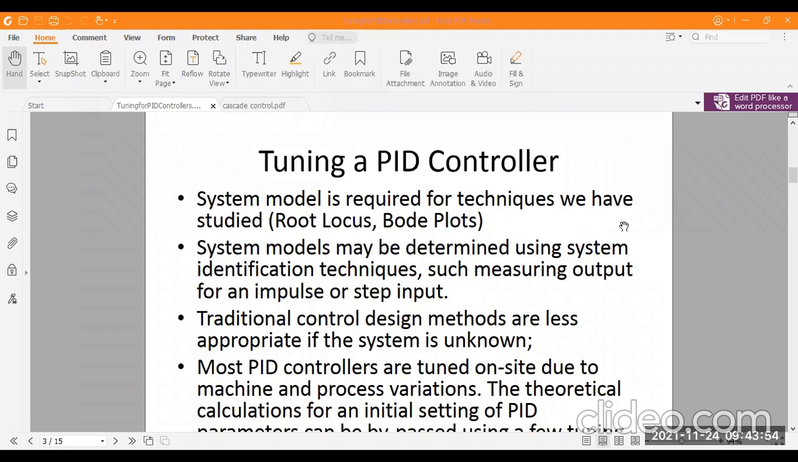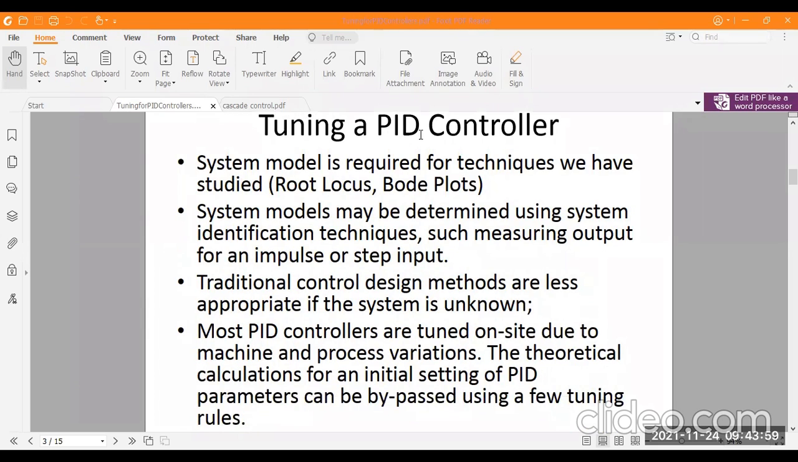Okay, in this slide you can see why tuning of the PID controller is required. Any system in process control industries works with PID controller systems. A system model is required for the techniques we use. These are different types of methods: root locus method, Bode plot methods.